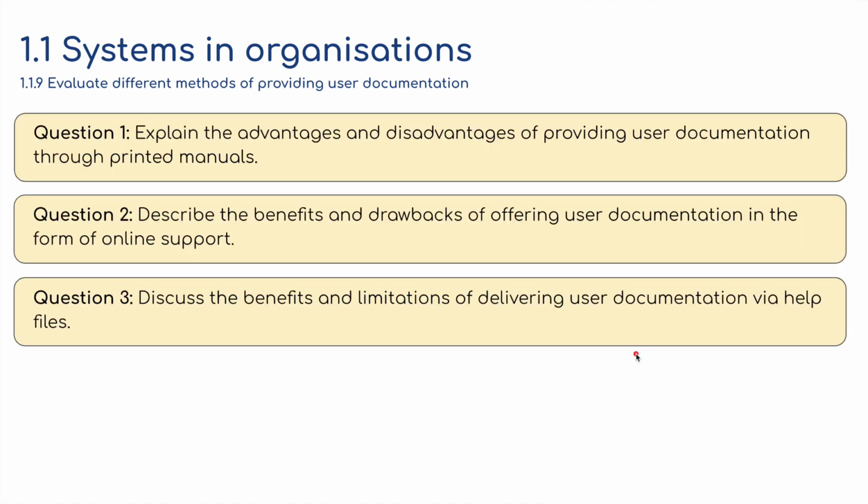Okay, and as always, I've given you some past papers, some exam questions for you to have a little go at. So by all means, read through these and then have a little go, pause the video. If not, the answers are on the next few slides. So question 1, explain the advantage and disadvantage of providing user documentation through printed manuals. Question 2, describe the benefits and drawbacks of offering user documentation in the form of online support. And question 3, discuss the benefits and limitations of delivering user documentation via help files.